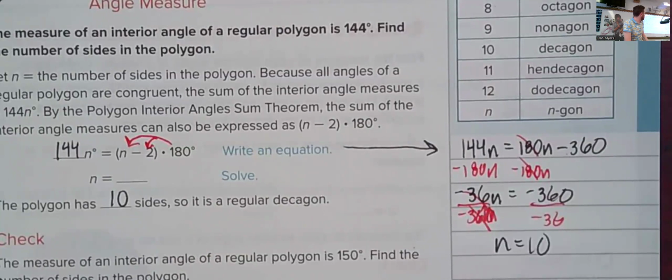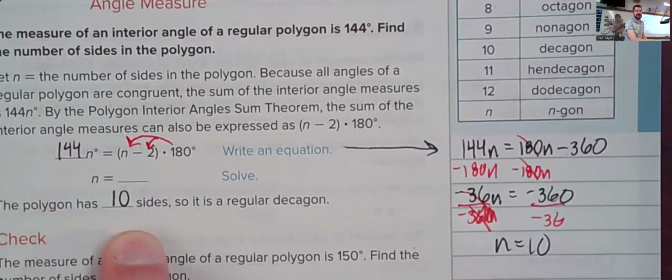Which means that the total number of degrees inside of a decagon would be 1,440. Because if each angle is 144, if you multiply by 10, just add a 0 on the end.